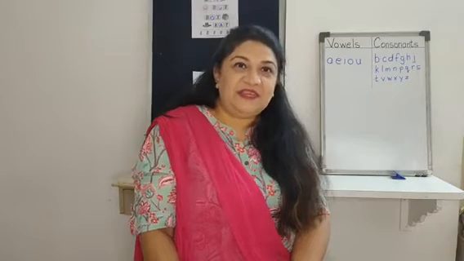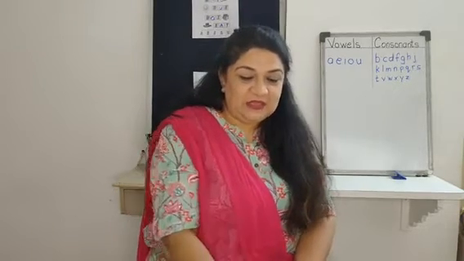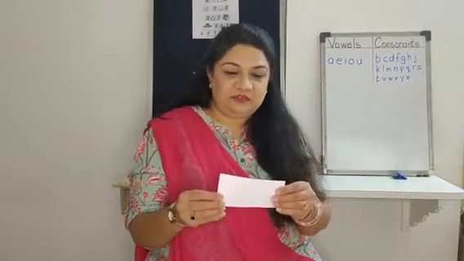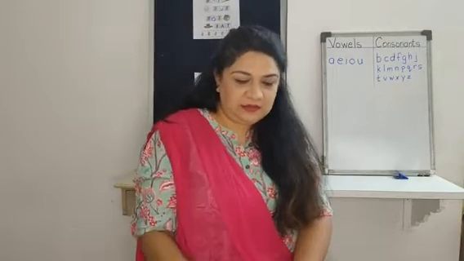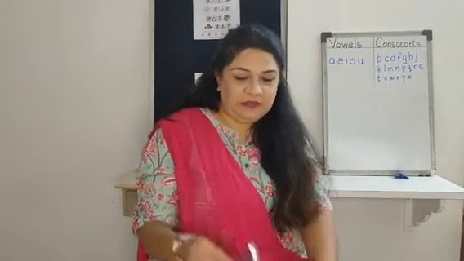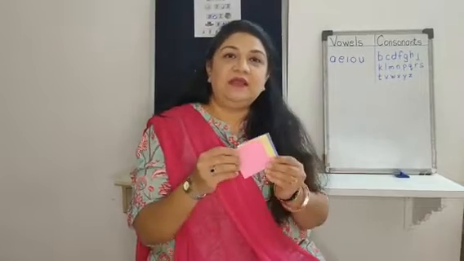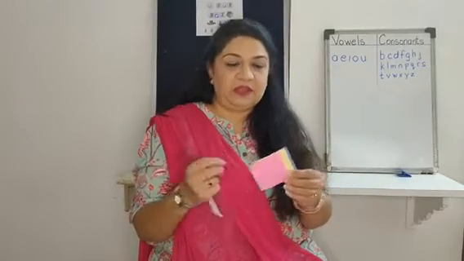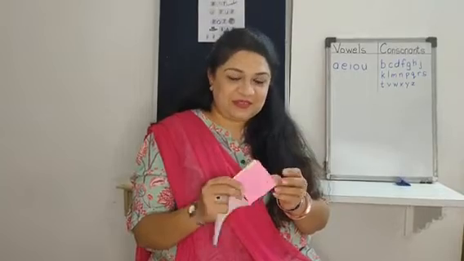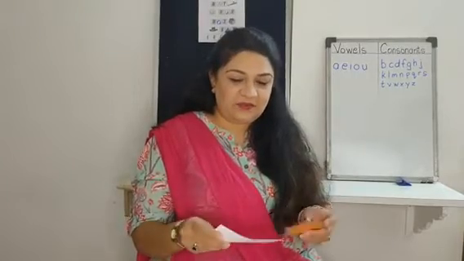Let's do an activity of CVC words. So all you need is a piece of paper. Any rough paper will do. You need a marker. You need a stapler. And you need some colored paper which is small, which is in the same size as this paper. So you cut it into these small squares and then we start writing the words.